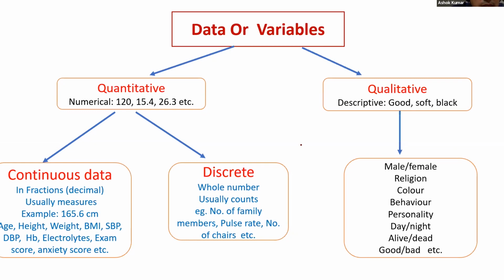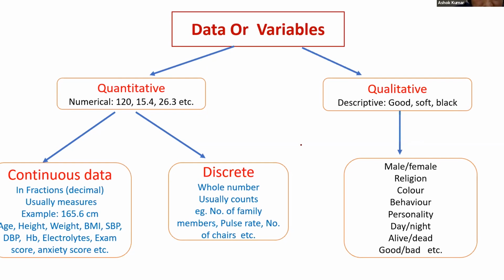Pulse rate: you never give fractions or decimals. Number of chairs: even if the chair is broken, you never give any decimal or fraction. It's logic. So we have to understand this is discrete data. Number of pets in the family, we never give fractions. This is a whole number.